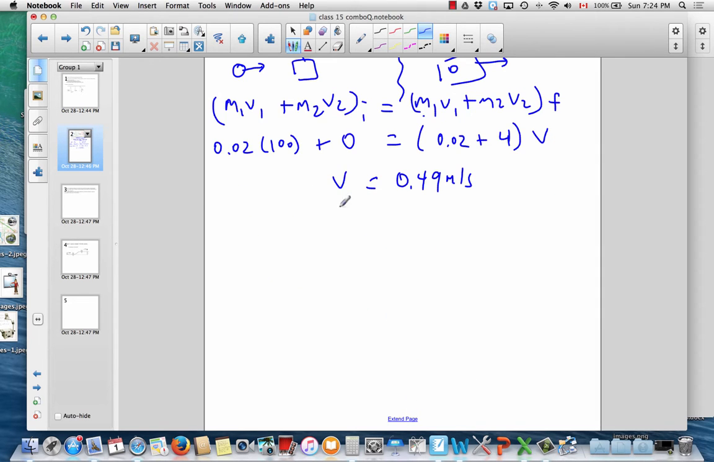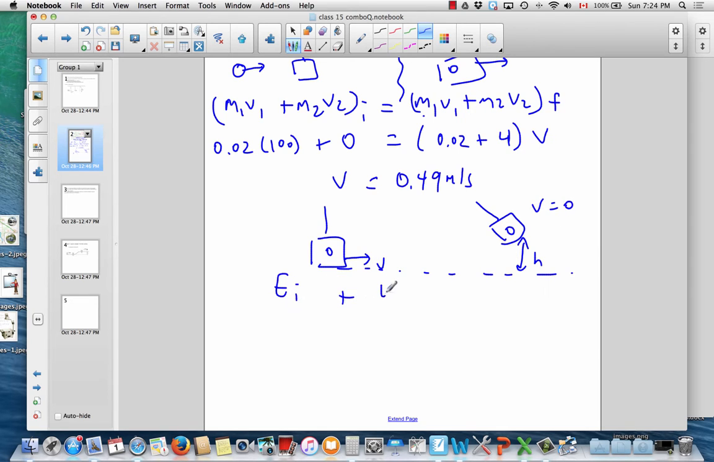Then we apply conservation of mechanical energy to the swing. So here we have the ballast moving at that speed we just calculated, and it's going to swing up to a height h, and then it's momentarily going to come to rest. So here's the work energy theorem. The initial mechanical energy is just in kinetic form.